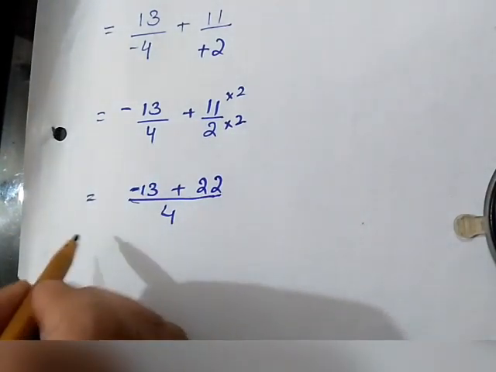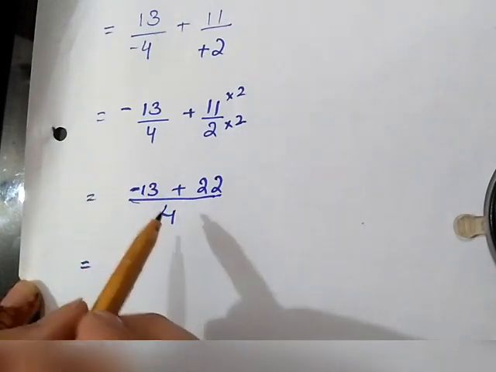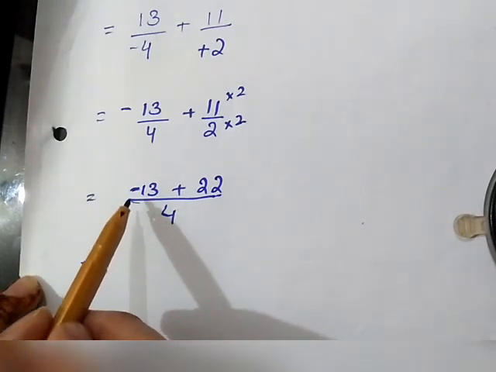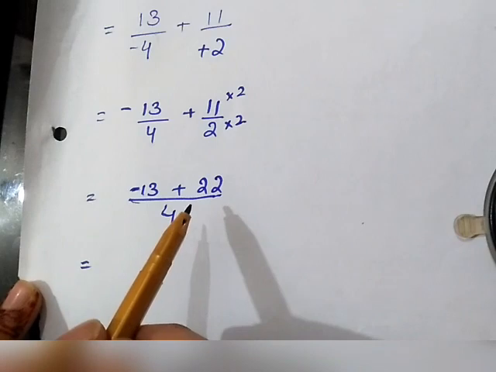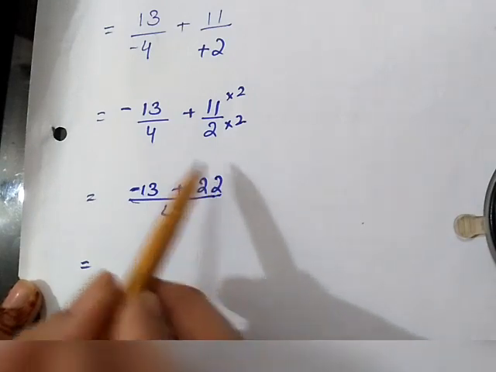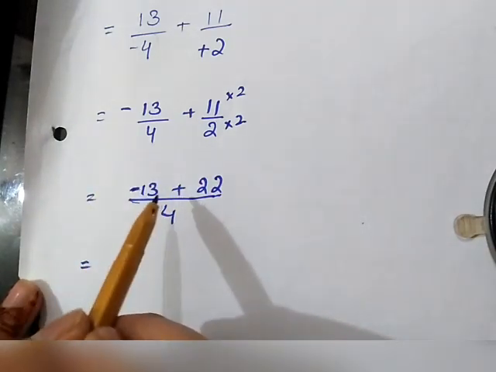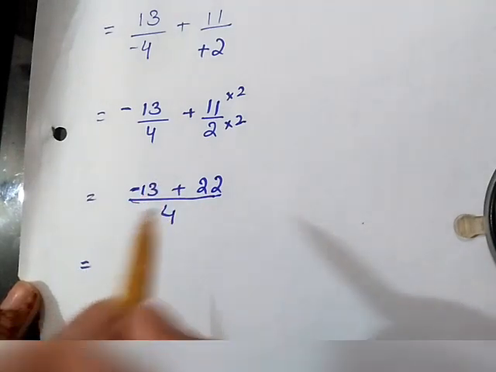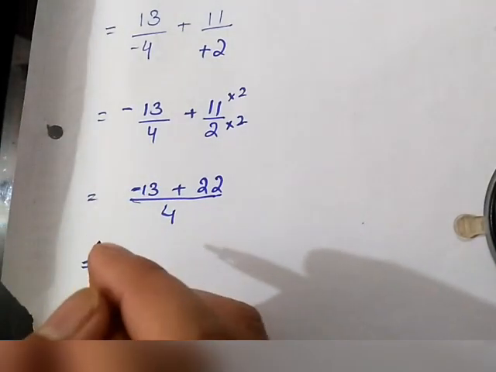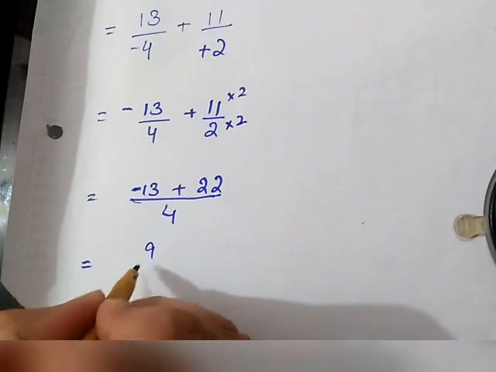Now we subtract 22 minus 13. Why so? Because you can see that we have a minus sign with the 13 and a plus sign with the 22. So whenever there is an opposite sign, the terms will be subtracted. So we subtract here. So 22 minus 13 is 9 by 4.